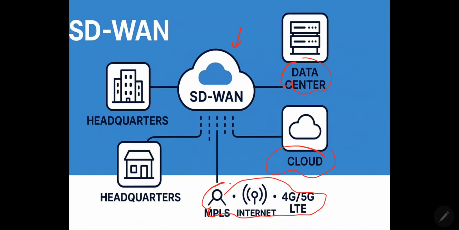You can see here the SD-WAN cloud. This is the core management connecting to all locations. From this SD-WAN, all its devices can be connected and controlled centrally.